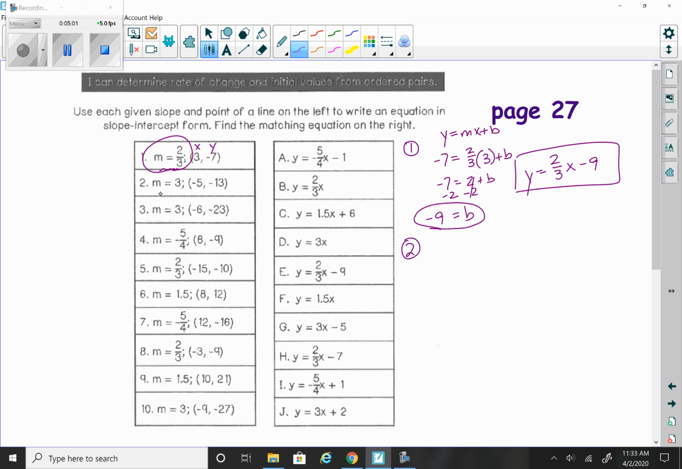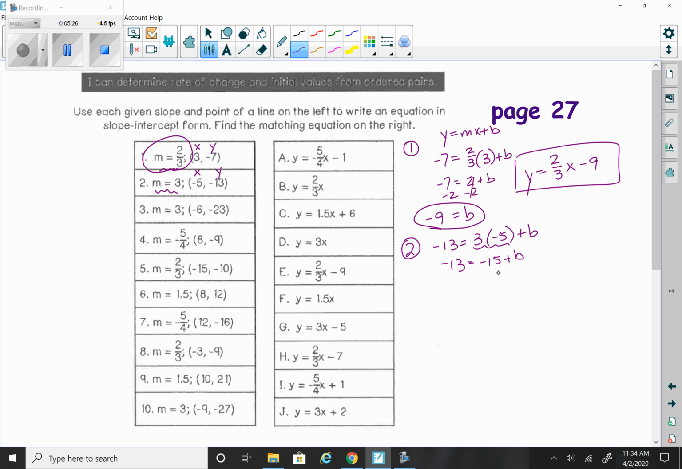Again, I've got a slope value of 3. My x-coordinate's -5. My y-coordinate's -13. Plugging these numbers in, I get -13 equals 3. That's my slope, times the x value, -5, plus b. I have to solve this equation for b. That means I want to get b by itself. So when I multiply 3 times -5, I get -15.